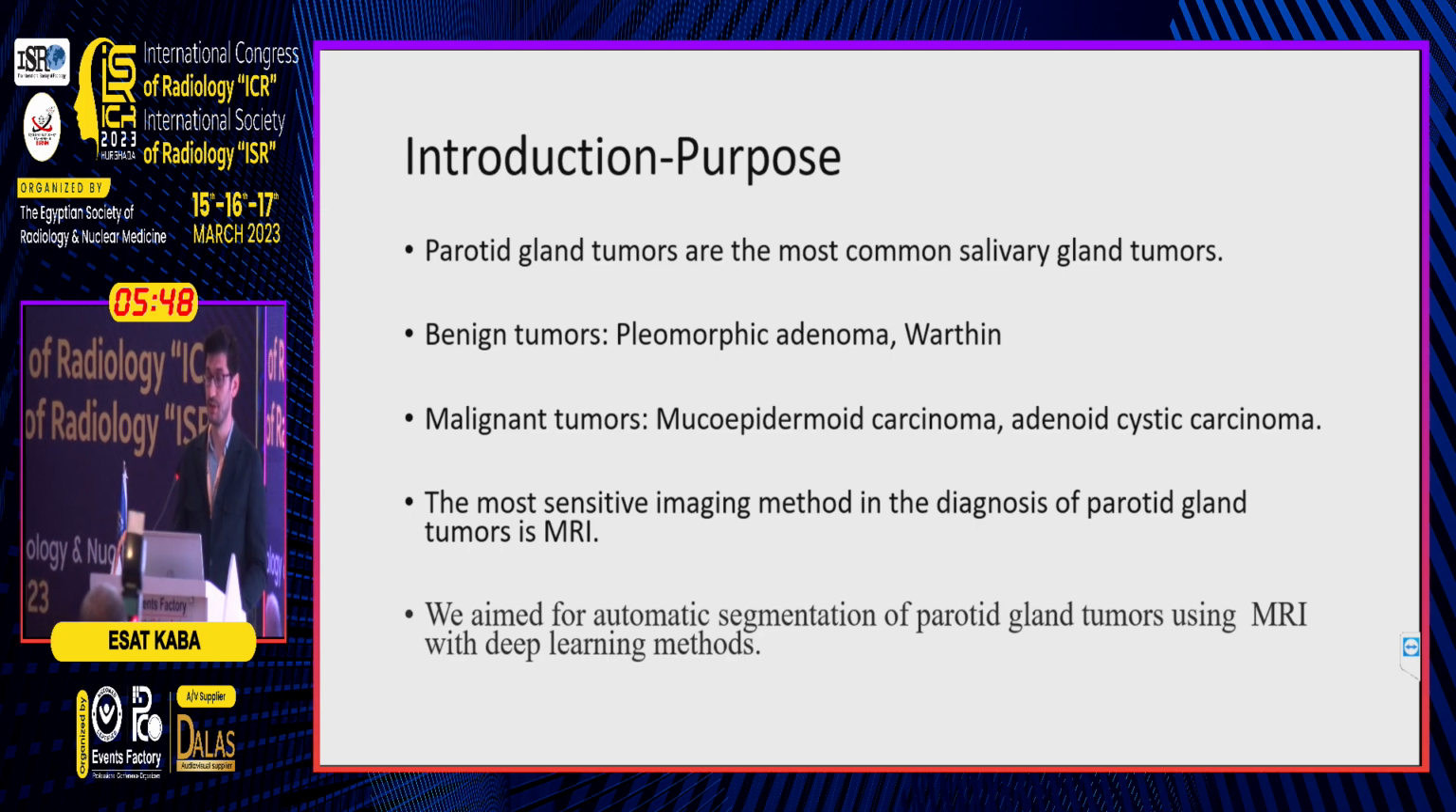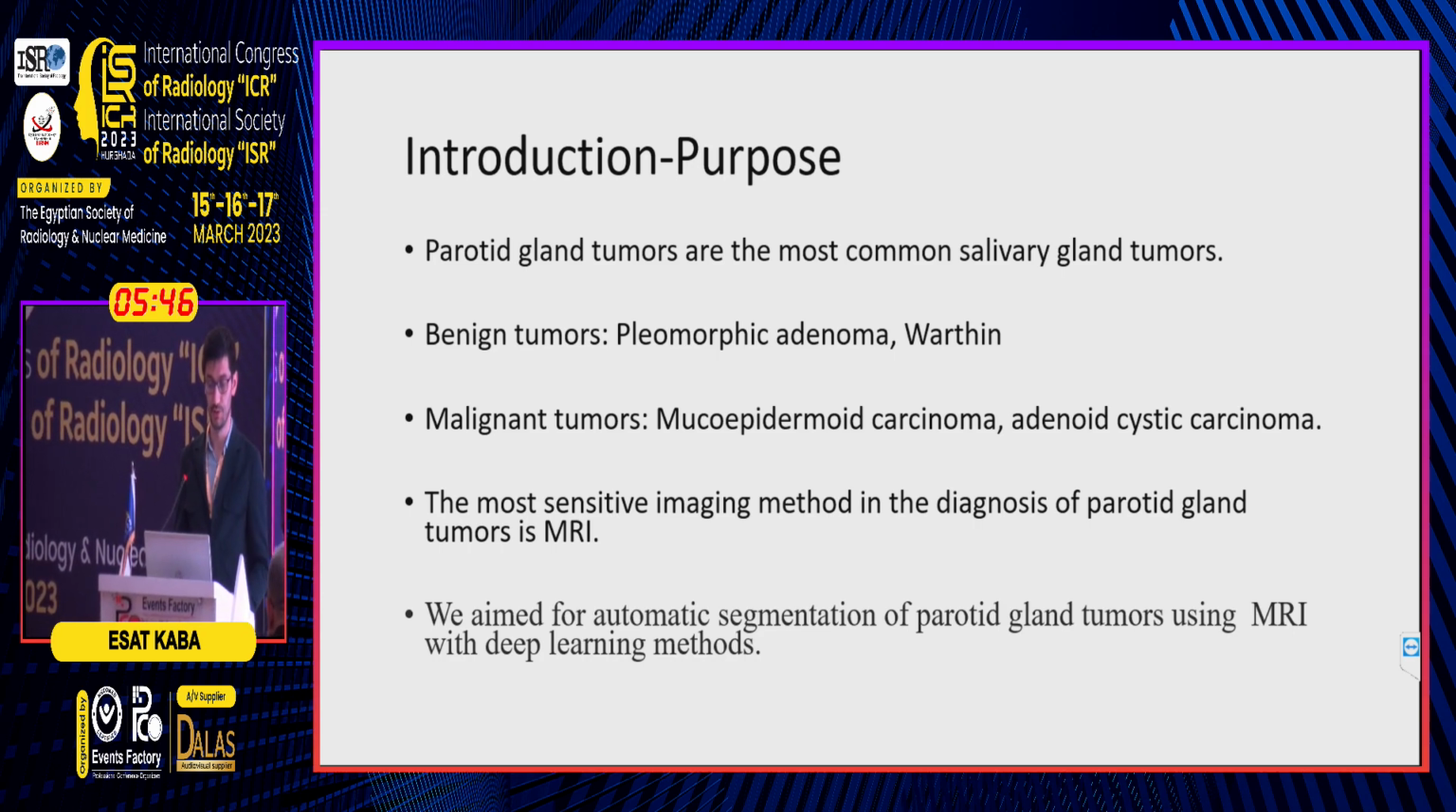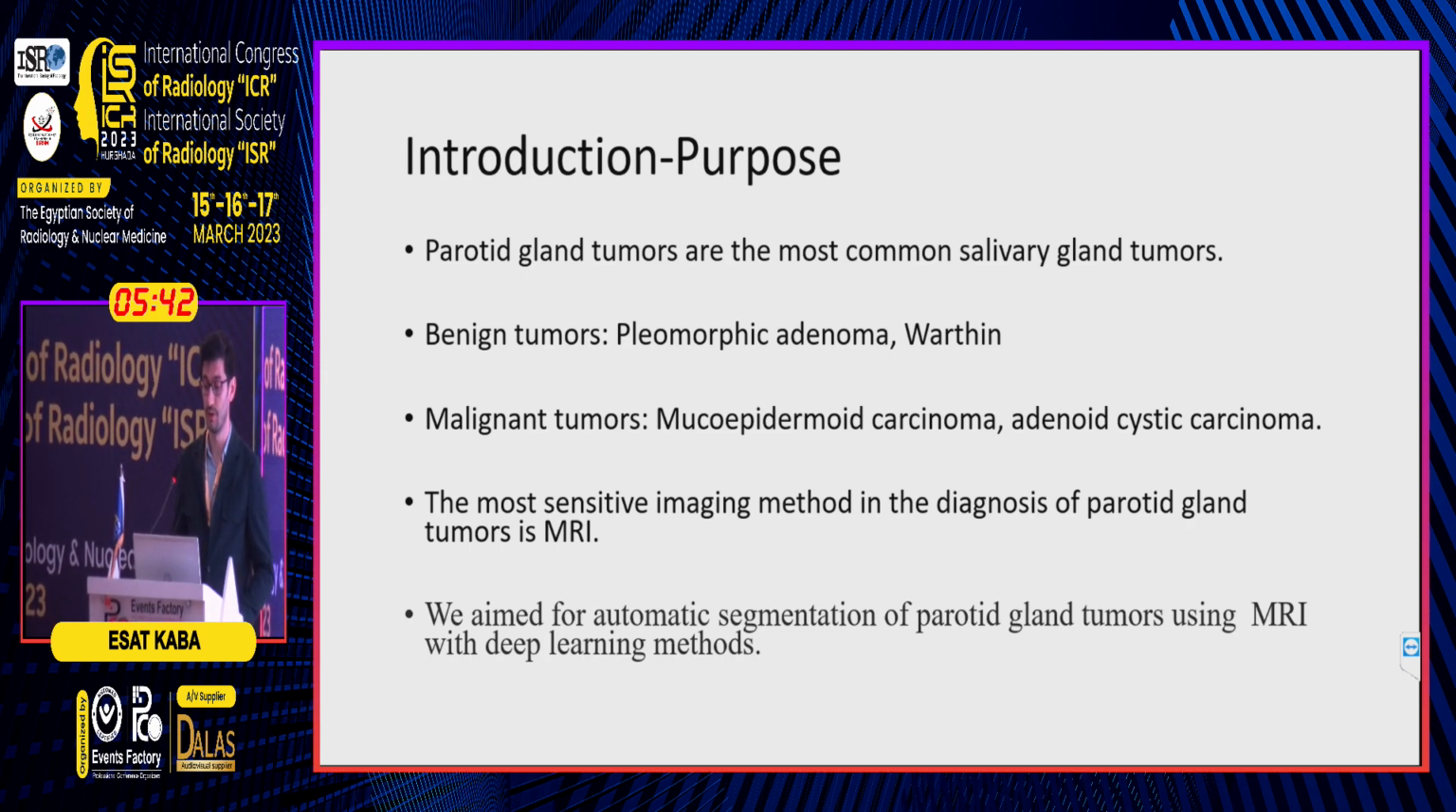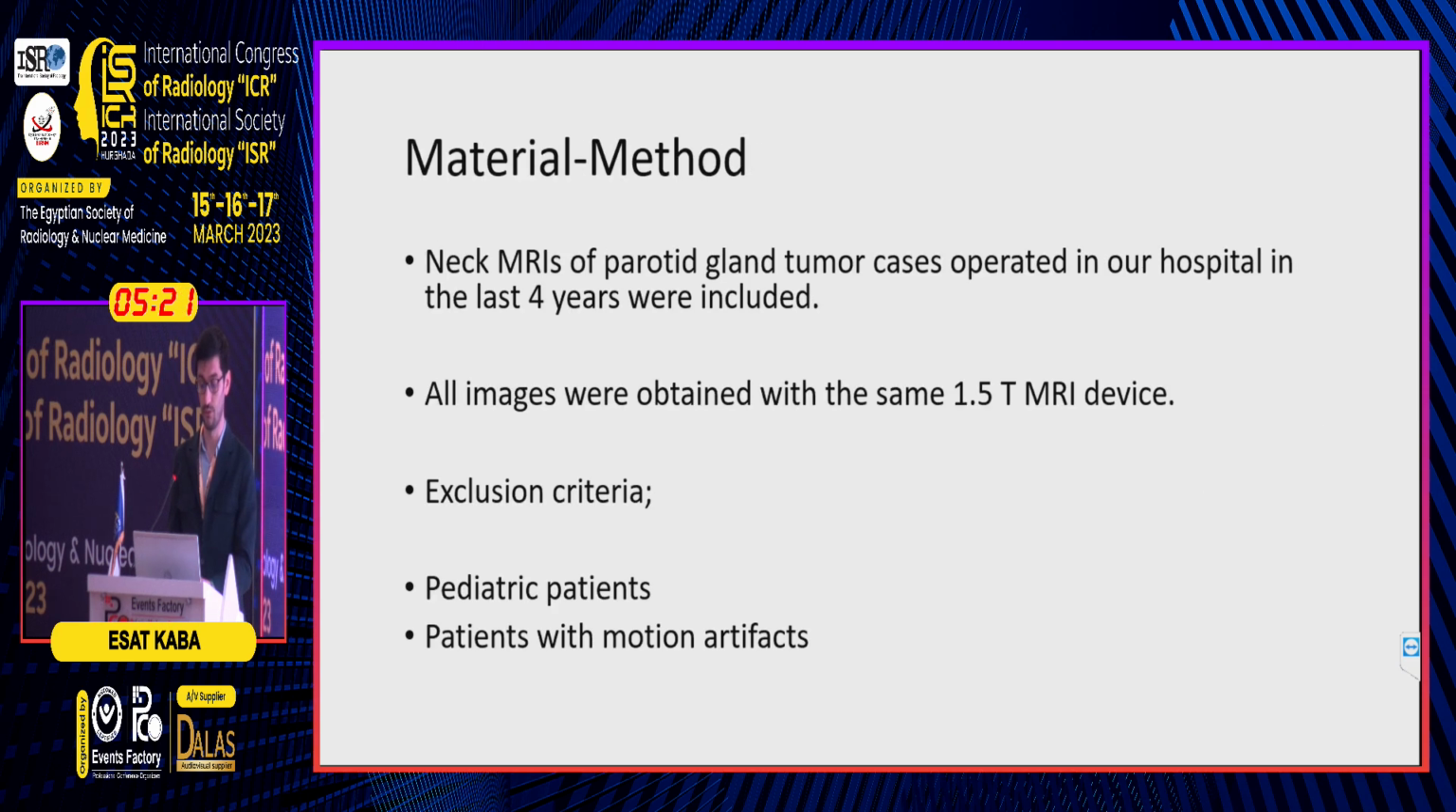Parotid gland tumors are the most common salivary gland tumors. Although there are many types of parotid gland tumor, the most common benign tumors are pleomorphic adenoma and Warthin tumors, and the most common malignant tumors are mucoepidermoid carcinoma and adenoid cystic carcinoma. The most sensitive imaging method in the diagnosis of parotid gland tumors is MRI. And we aimed for automatic segmentation of parotid gland tumors using MRI with deep learning methods.